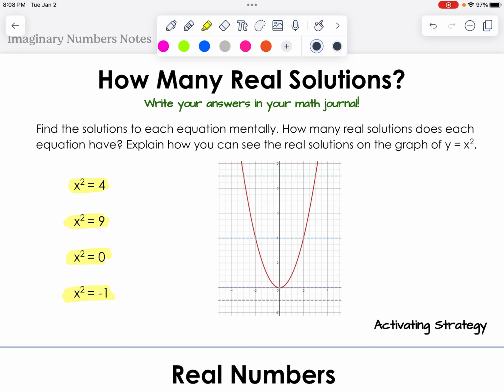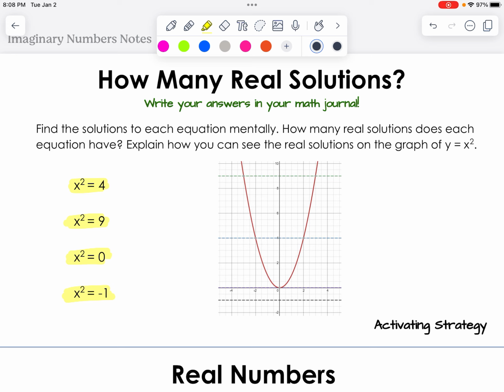And maybe in your head you have an idea about what the solution is, whether you solve this algebraically or just using some of your mathematical knowledge. But also take a second to look at the graph over here and see if you can find where these solutions might lie on the graph.